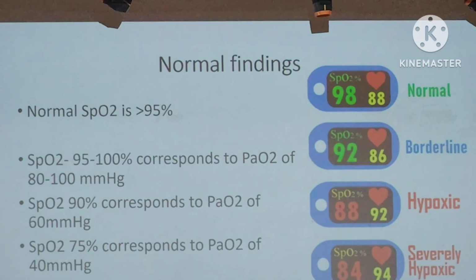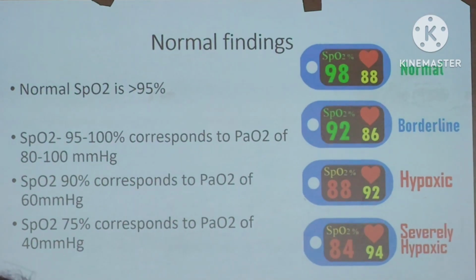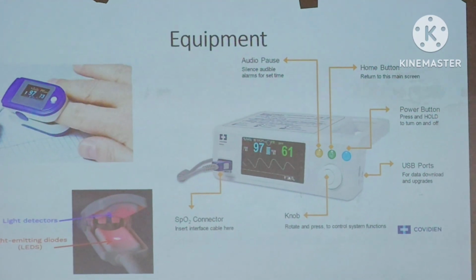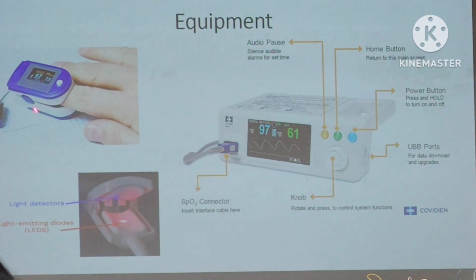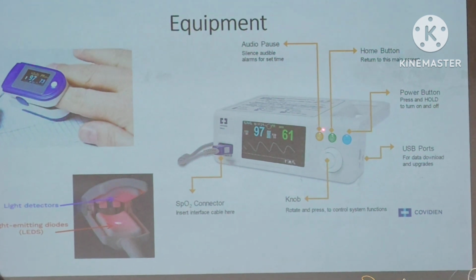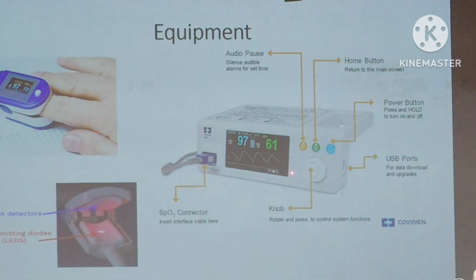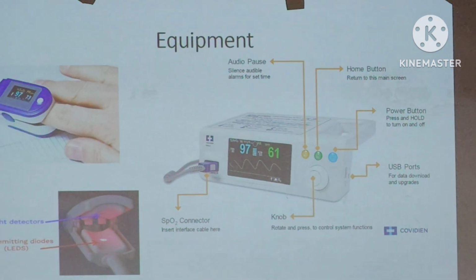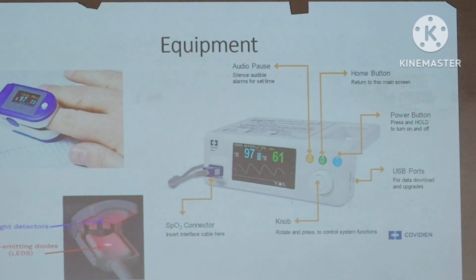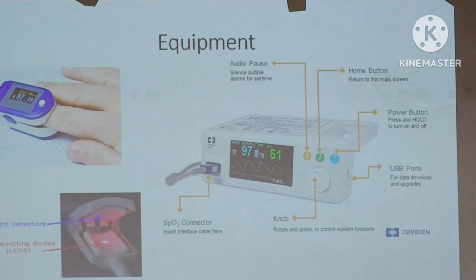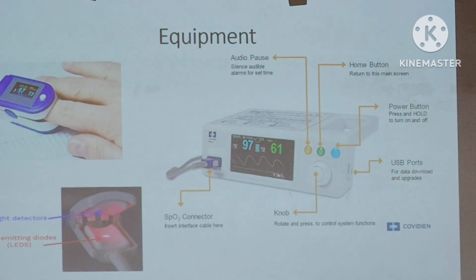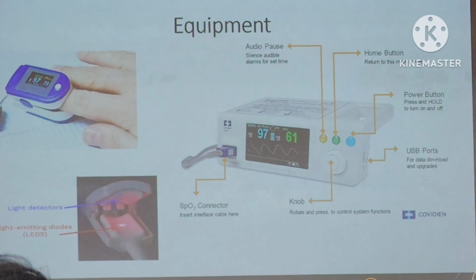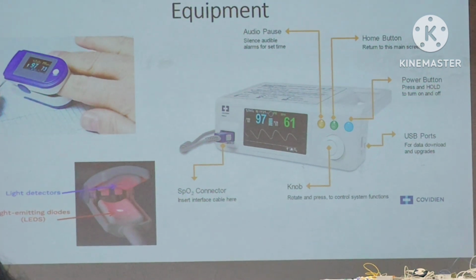Normal findings: normal SpO2 is more than 95, but it again varies from case to case, so these are arbitrary limits. Now we come to the equipment. We have portable SpO2 monitors like this, and this is a continuous SpO2 monitoring equipment which is available in ICUs. Another equipment we have is smartwatches and fitness watches. They are also used as SpO2 monitoring tools, but they use a different kind of mechanism, so they are not considered very reliable in ICU settings, but they can be used in general patients.